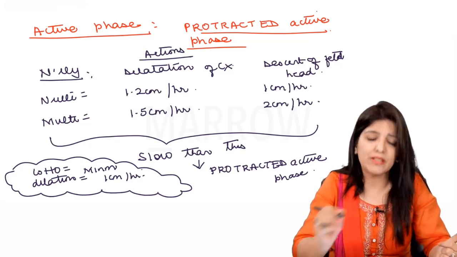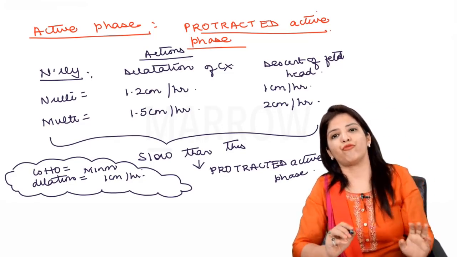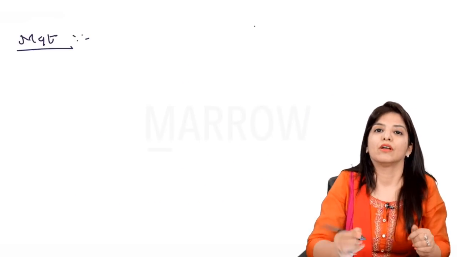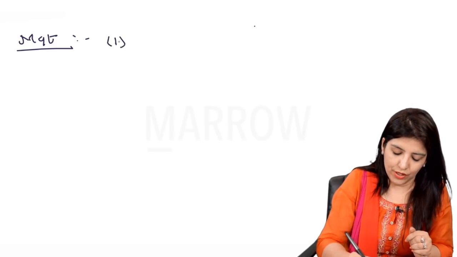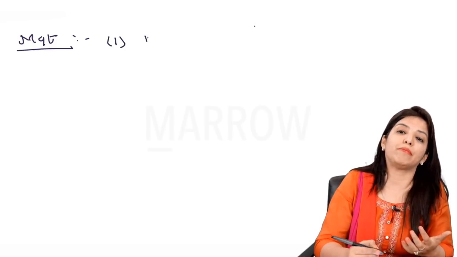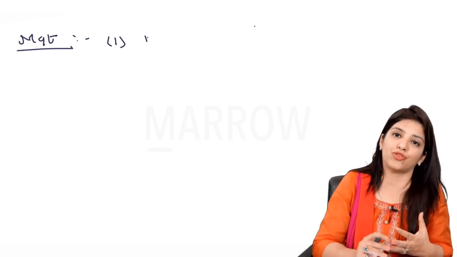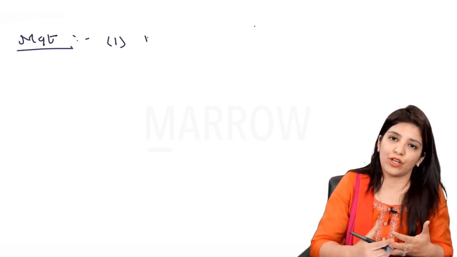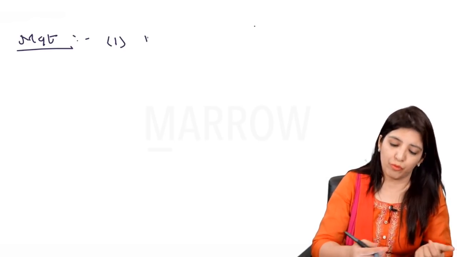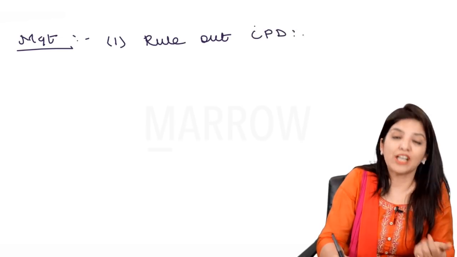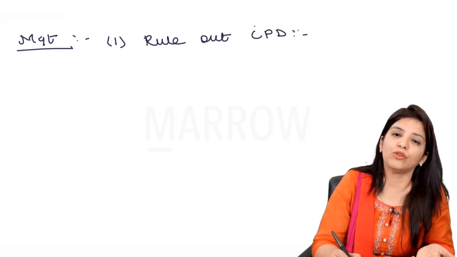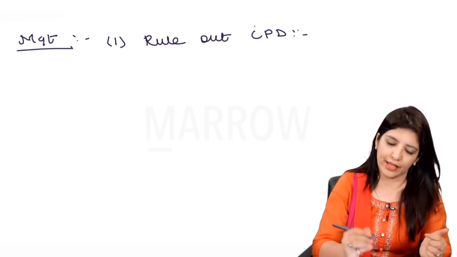Now, common sense tells me that if the active phase is going slow, how do you manage a protracted active phase? Whenever the active phase is going slow, the first thing you have to do is check whether there is CPD or not, because one very important reason for a protracted active phase could be cephalopelvic disproportion. So the first thing is you should rule out CPD. Just in case there is cephalopelvic disproportion, obviously you will have to go for cesarean section.